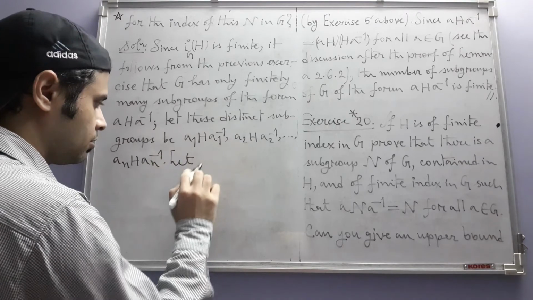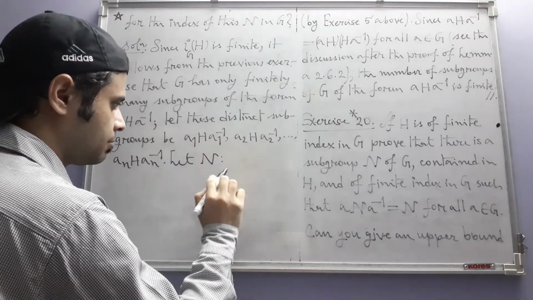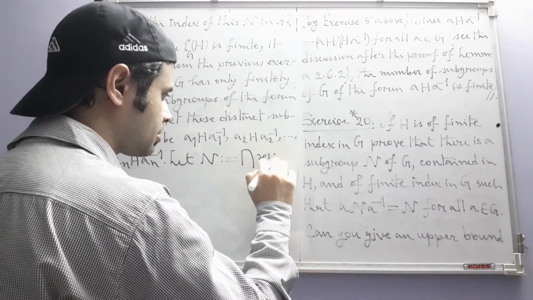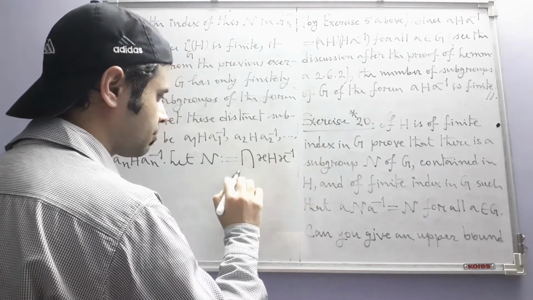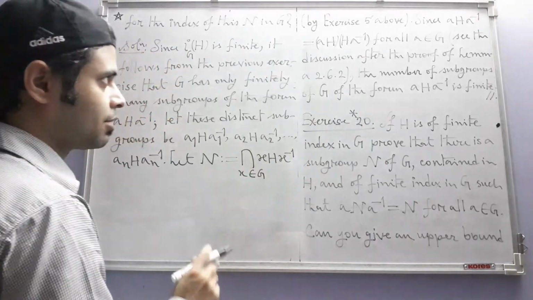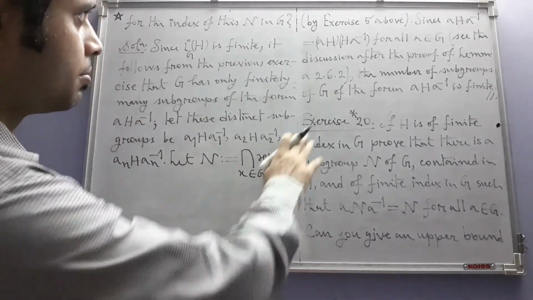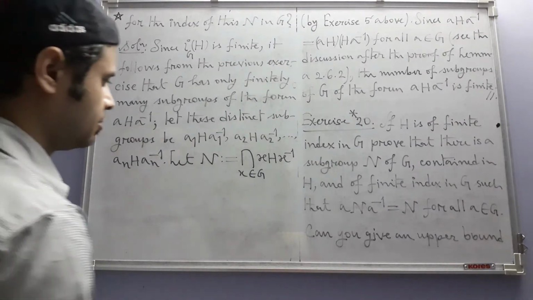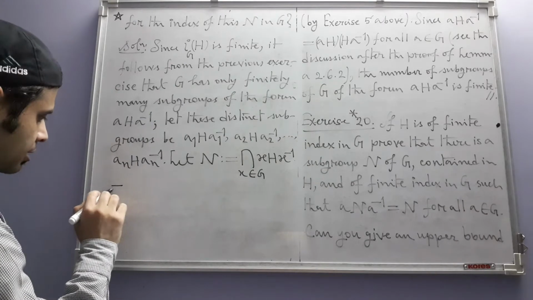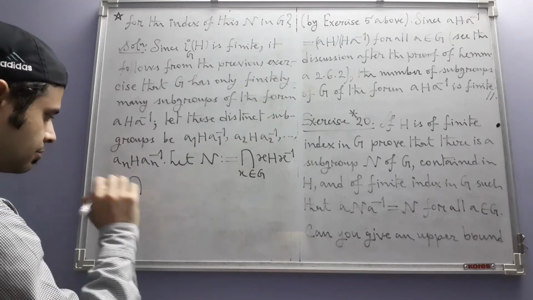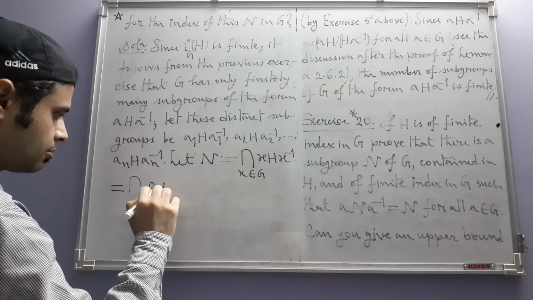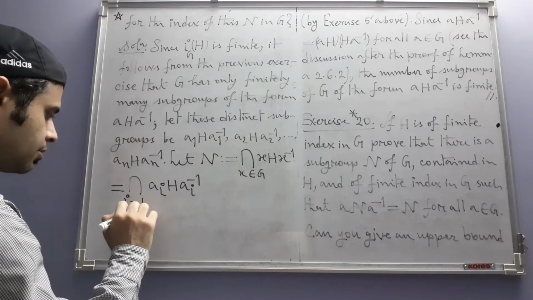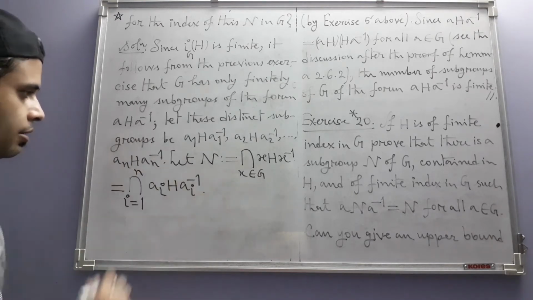Okay. Now we are going to define N to be the intersection of all subgroups of G of this form. In other words, N is what we had in the exercise before the previous one, in exercise 18. Let N be this, which in our case, because there are only finitely many such, we can write like this: the intersection of AIHAI inverse, where I is varying from 1 to N.